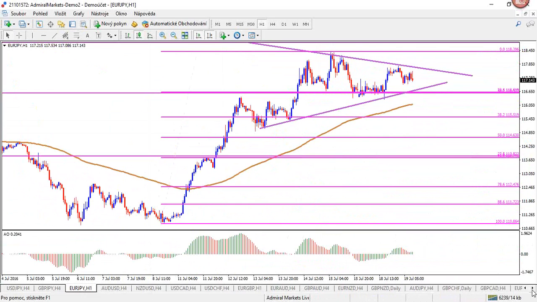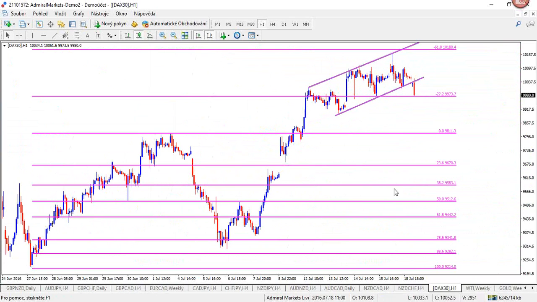Regarding indices, oh yeah, that was one of the things I wanted to show you: the potential break of the DAX channel, which is happening right now. It's following the euro dollar and pound dollar to the downside.